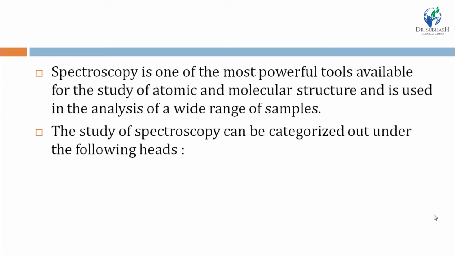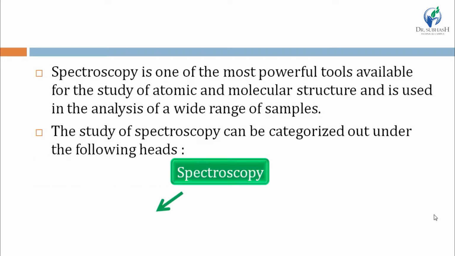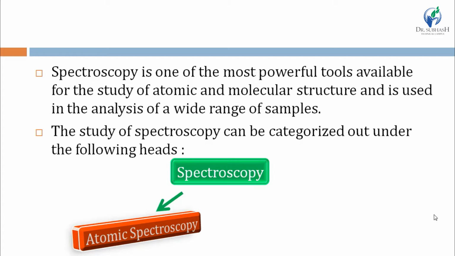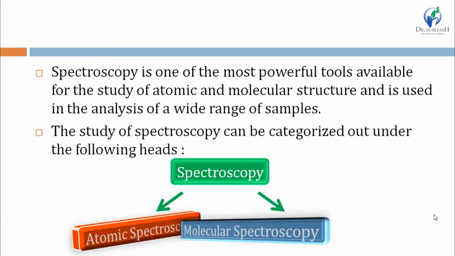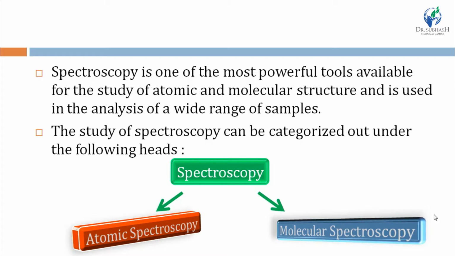The study of spectroscopy can be categorized under two heads. First one is atomic spectroscopy, and second one is molecular spectroscopy. As the name suggests, atomic spectroscopy gives information about the atoms present in the sample, and molecular spectroscopy gives information about the molecules present in the sample.